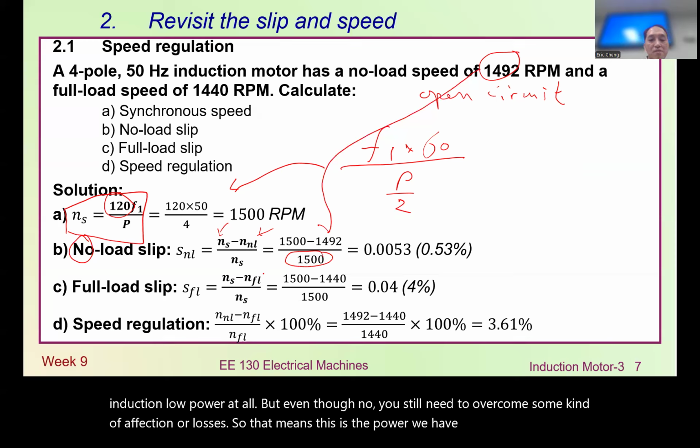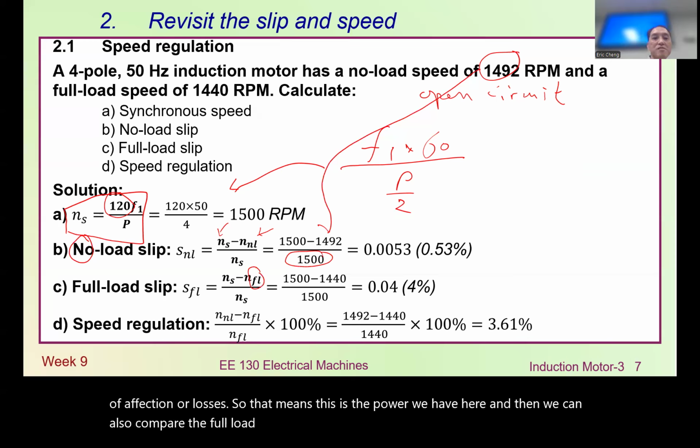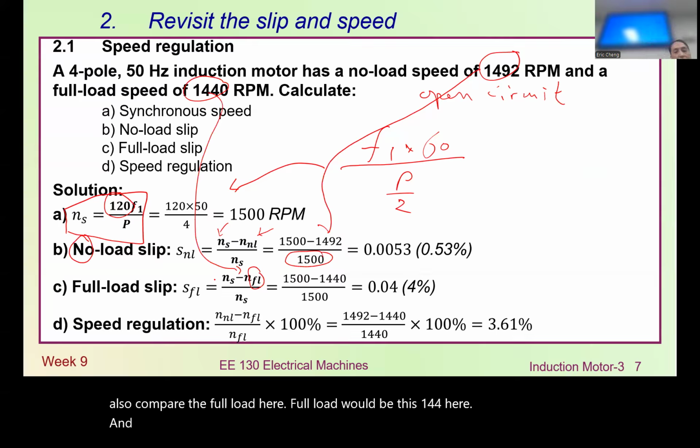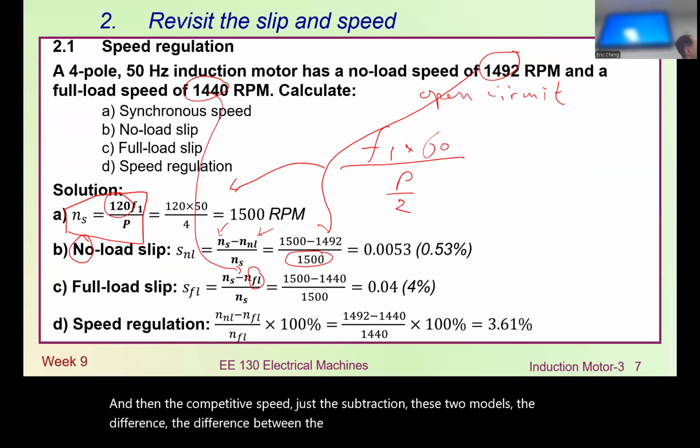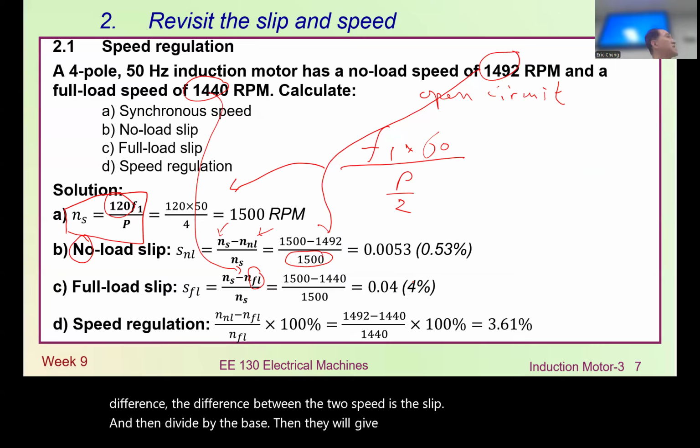And then we can also compare the full load here. Full load will be this one, 144 here. And then for the comparative speed, just the subtraction of these two speeds, the difference between the two speeds is the slip. And then divide by the base, and it will give you the percentage. Okay, so that's 2% we can get.